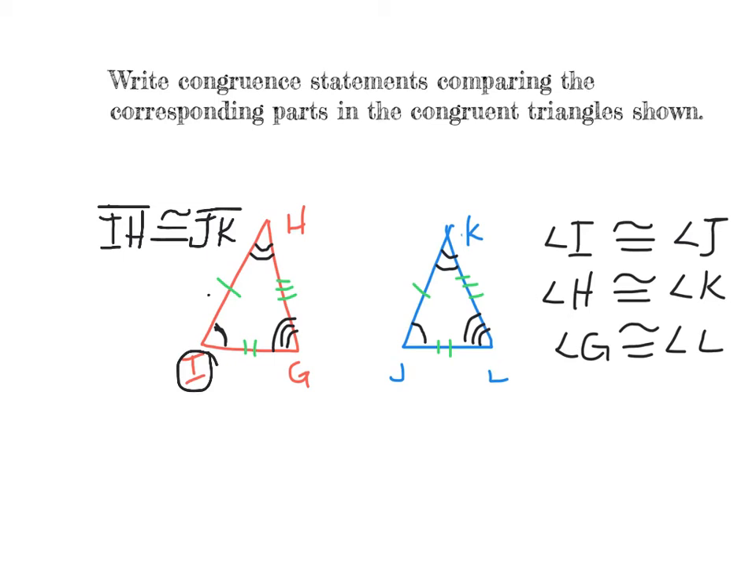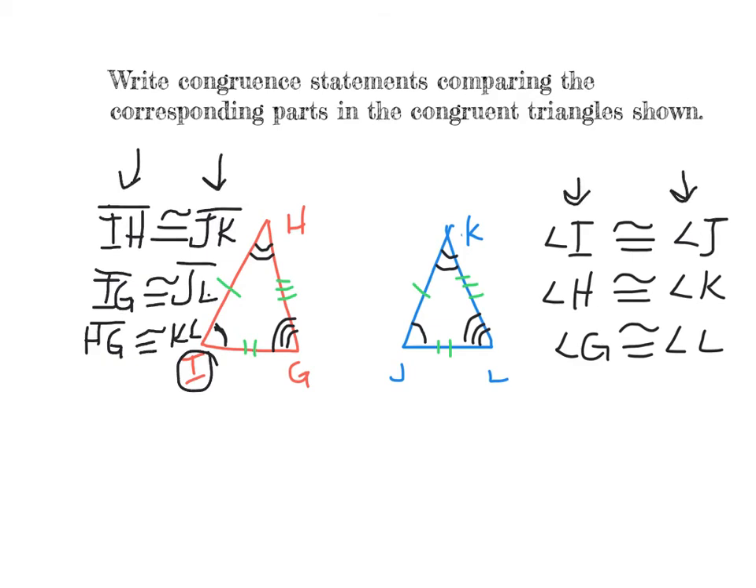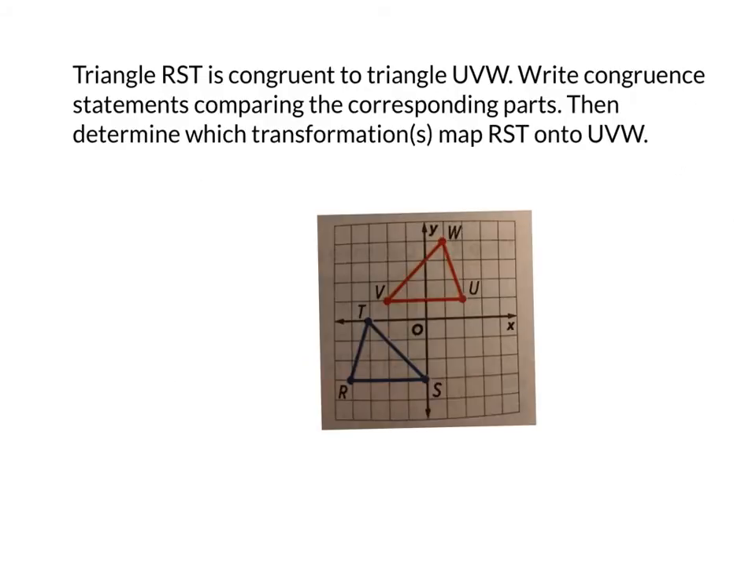Okay? So then again, I can write the side IG is congruent with JL, and HG is congruent with KL. These statements that I just wrote are congruence statements. I'm indicating which angles and parts correspond to prove that these two triangles are congruent.